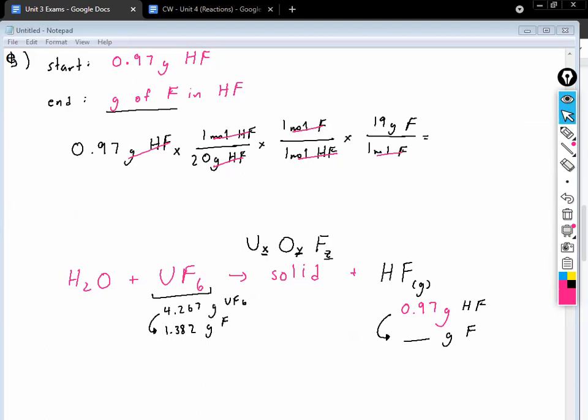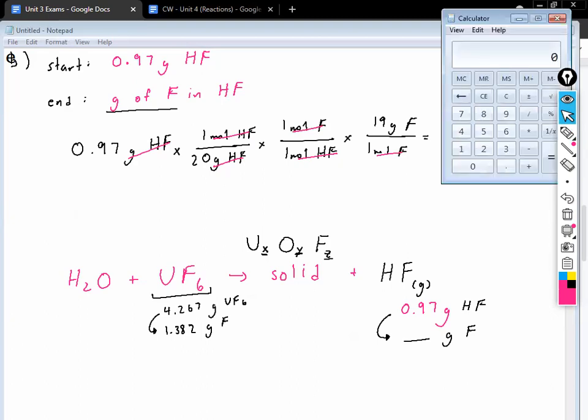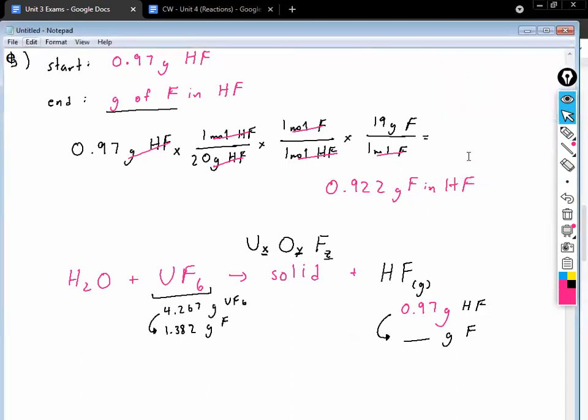If we punch that into our calculator, we're going to start with 0.97 divided by 20. We can skip the ones and then multiply by 19. So it's very close to the total mass. Most of HF is going to be made of fluorine. That's going to give us 0.922, and I'm going to round that to 0.922 grams of F in HF. Basically what this tells us is that inside of 0.97 grams of HF, there are 0.922 grams of fluorine. And we're almost done with this part now.